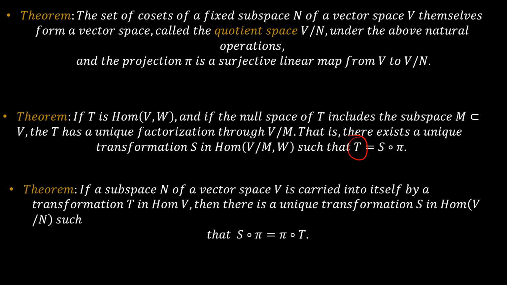And the last one is that if a subspace N of a vector space V is carried into itself by a transformation T in the homomorphism V to V, then there is a unique transformation S in the homomorphism of V/N such that S composed with pi is the same as pi composed with T. So this may be abstract, but we will keep building on these principles going forward.